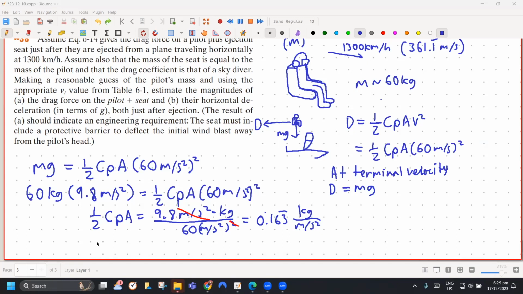So go back to the drag equation. Drag equals 1/2 C rho A v squared.